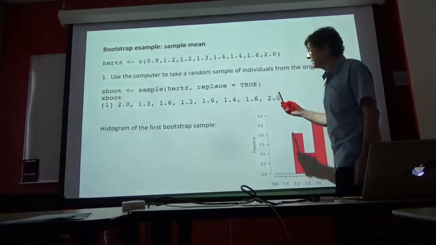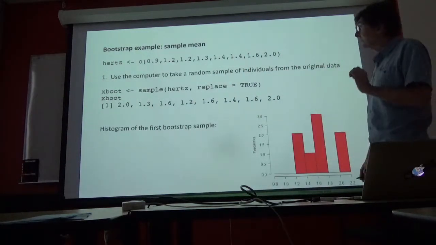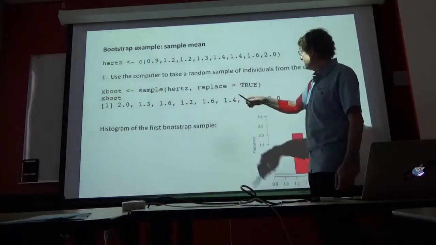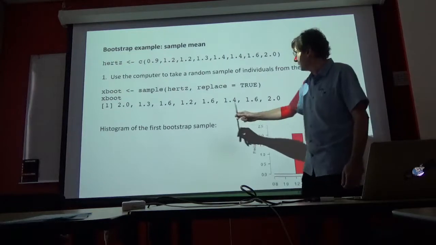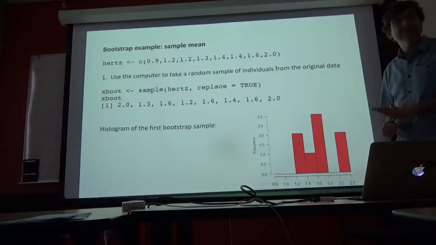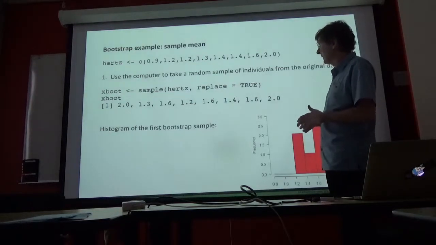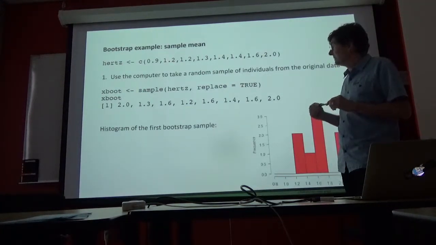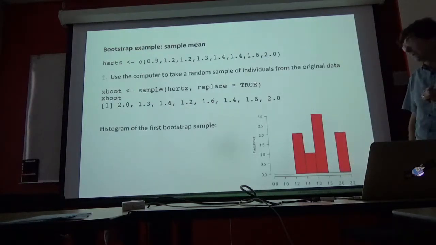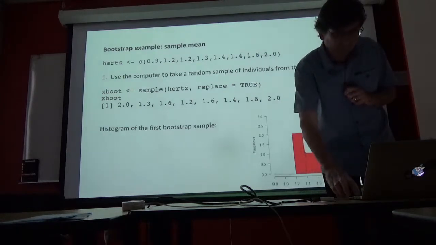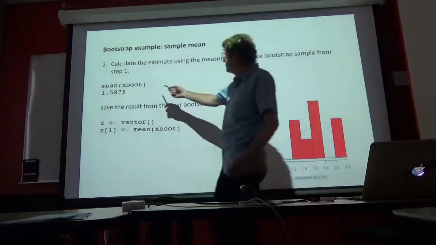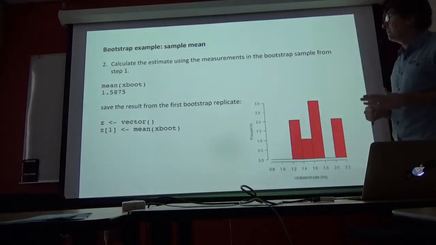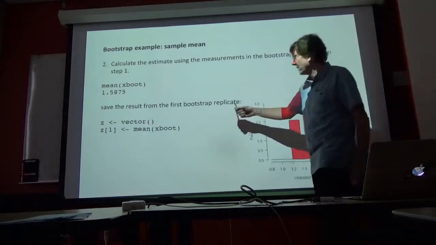Now what I'm showing you here is xboot, the result of this single random sample with replacement from the original data. You can see that in this random sample, some of the observations are listed more than once. 1.6 is actually there 3 times by chance. And some observations, like 0.9, aren't there at all. But that's just one bootstrap random sample. There's a histogram of the first bootstrap sample. When I took the mean of those observations, I got the sample mean from the bootstrap replicate, 1.5875.